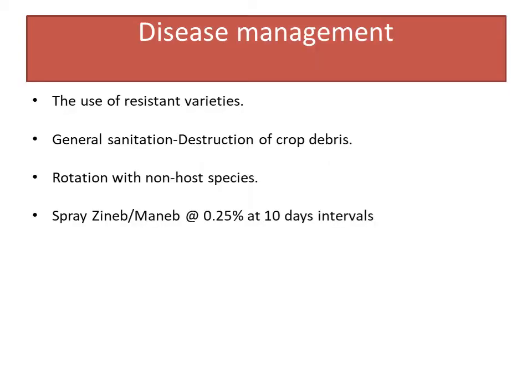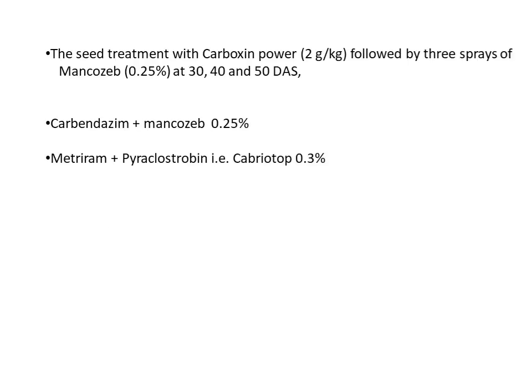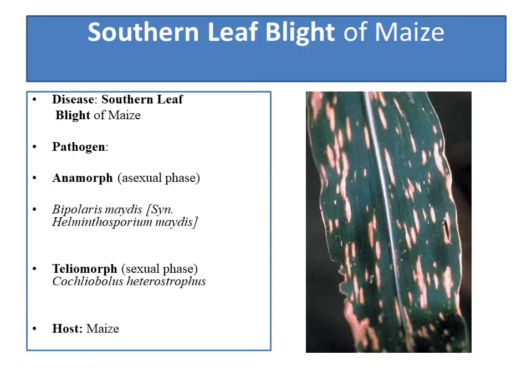For disease management: use of resistant varieties, general sanitation, destruction of crop debris, rotation with non-host species, and spray Zineb or Maneb 0.25% at 10 days interval. Also seed treatment with carboxin 2 gram per kg, followed by 3 sprays of Mancozeb 0.25% at 30, 40 and 50 days after sowing. Carbendazim and Mancozeb mixture is also used at 0.25%. Metiram and pyraclostrobin, as Cabrio Top 0.3%, you can use to reduce the disease.